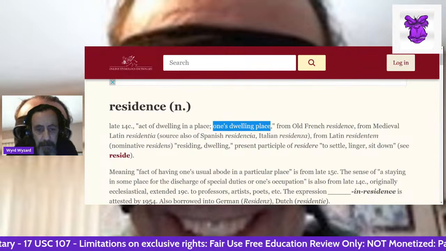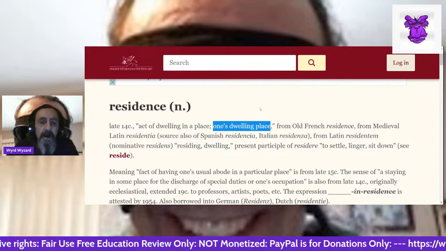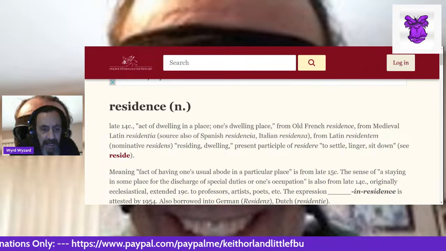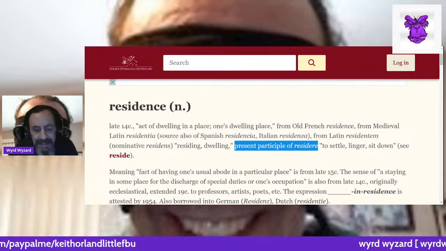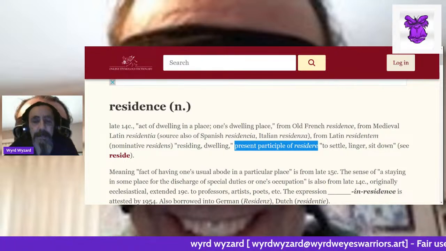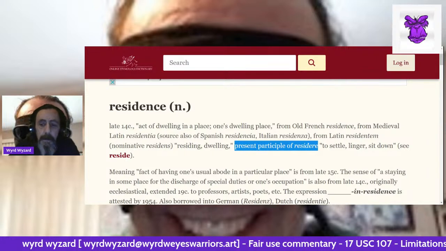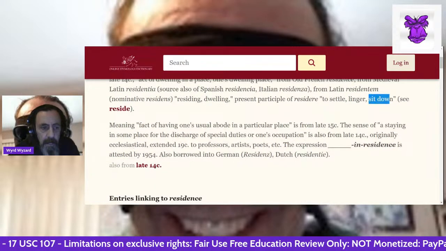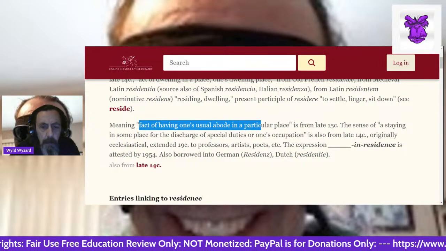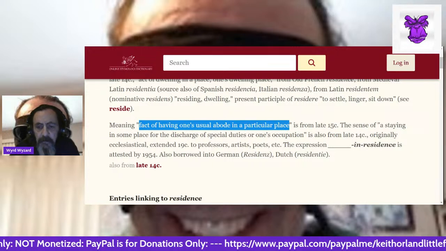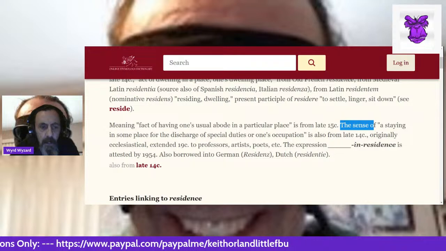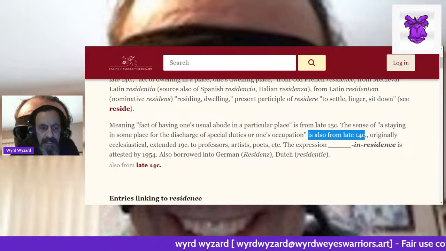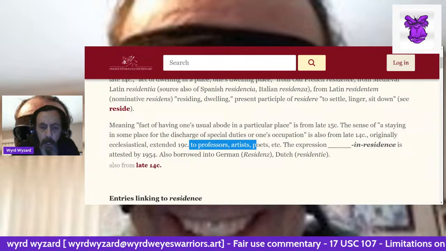One's dwelling place, one's resting place, not one's place of business, one's resting place. From Old French residence, from medieval Latin residentia, residing, dwelling, present participle of residere, present participle, not past. To settle, linger, sit down, see, reside. Meaning, fact of having one's usual abode in a particular place. From late 15th century, the sense of staying in some place for the discharge of special duties or one's occupation is also from late 14th century. Originally ecclesiastical, extended in the 19th century to professors, artists, poets, etc.